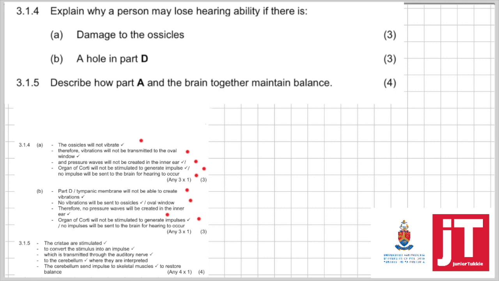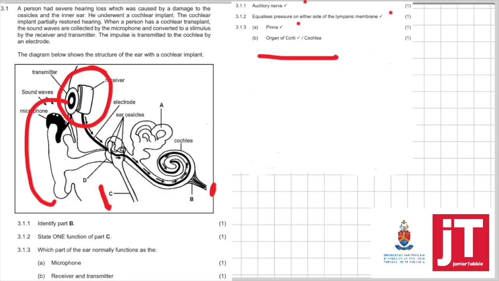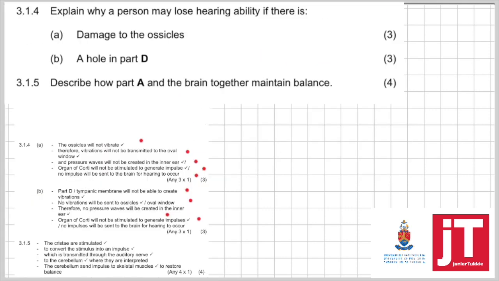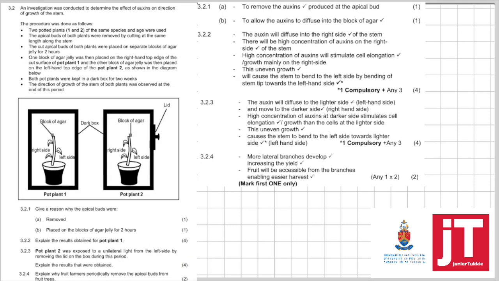3.1.5. Describe how part A and the brain work together to maintain balance. What's part A? The semicircular canals. So, how do they both work together to bring about balance? The cristae in the semicircular canals are stimulated, which convert the stimulus to an impulse, which is transmitted through the auditory nerve to the cerebellum, where they interpret it. The cerebellum will send impulses to the skeletal muscles to restore balance.